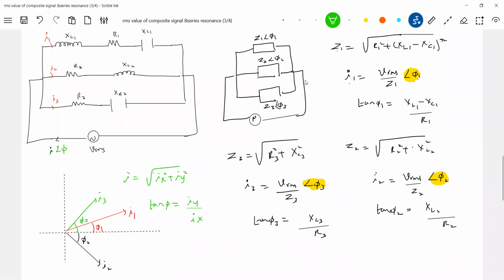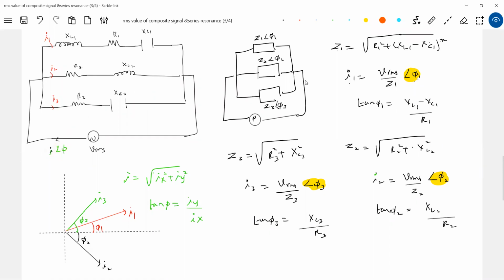Okay, this is a generalized approach. So now any number of series-parallel branches, I think you can manage with this. The resultant current will have some phase angle. How to calculate? By this method. Then what is the phase angle of the circuit? This tan phi is the phase angle of the circuit.